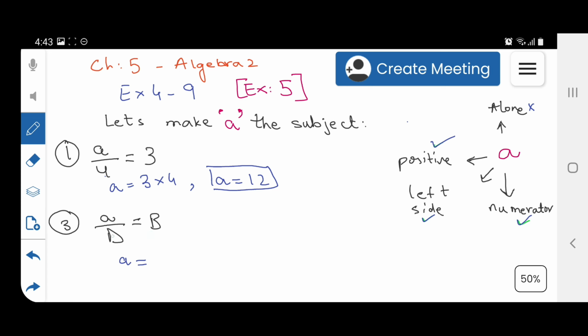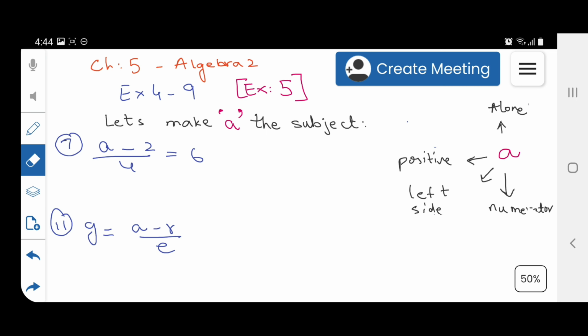So A is getting divided by D, so we are going to send it to the other side and it will become the opposite operation, like multiplication. So B multiplied by D, or simply you can say A equals BD, because obviously we cannot multiply the variables to find one term, so we can write it as it is. So this is the answer.